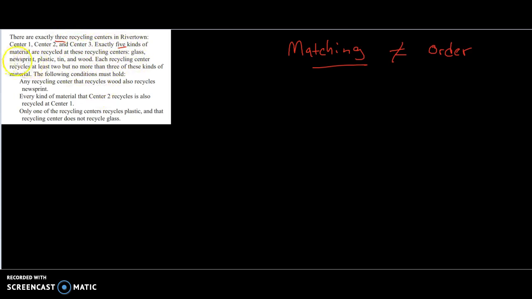Exactly 5 kinds of things. We have glass, G, N, P, T, and W. Each recycling center recycles at least 2, but no more than 3. Well, we can kind of put this as a little bit of a restriction on our sequence. Because initially what we have is 3 centers, and here's how I would sketch them. I would do something like this. I've got center number 1, center number 2, and center number 3.